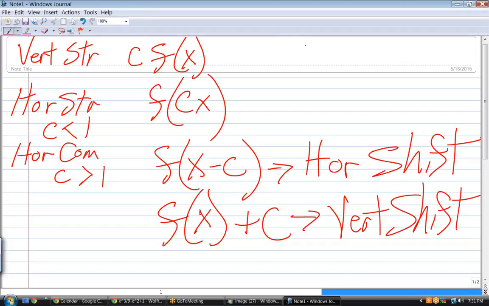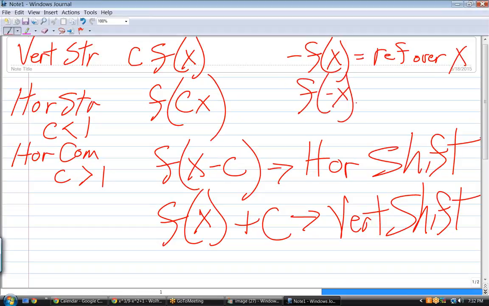There's 2 reflections. There's minus f of x. What kind of reflection is that? Over which axis? Would it be the y? No, the x. And then there's f of minus x. That's reflect over y. Okay. So if we had e to the x, if I had e to the minus x, which is that? Is that a reflection over x or y? Y. Correct. But if I had minus e to the x, it would be over the x.